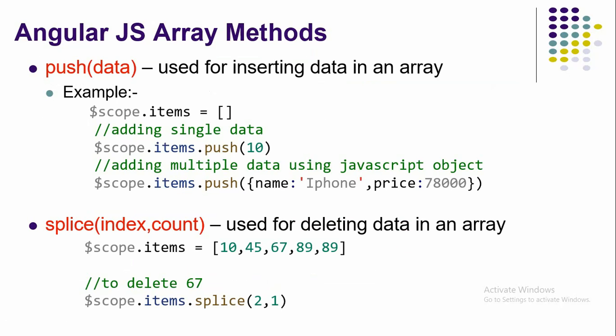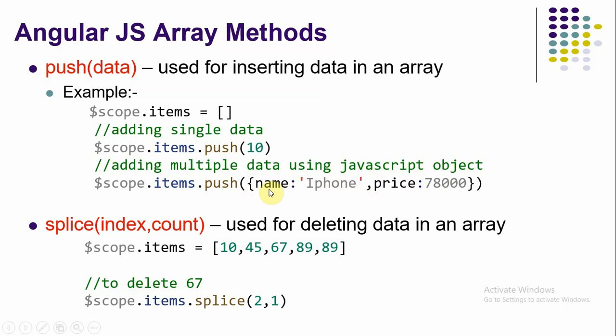If you want to insert more data in the existing array, we can use the push function. So the push method is used for adding more data in the existing array. We can insert single data or we can insert multiple data using a JavaScript object. For example, using curly braces, we can store multiple parameters of a particular person or employee or some object. For example, to store some product details, like the name of the product is iPhone, smartphone, and the price is 78,000. So if you want to store more details about a particular object, we can use the JavaScript object format for storing the data.